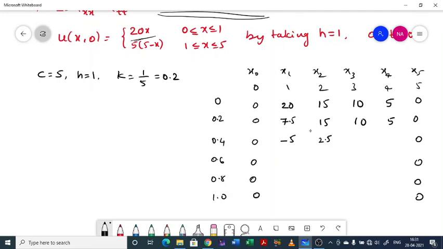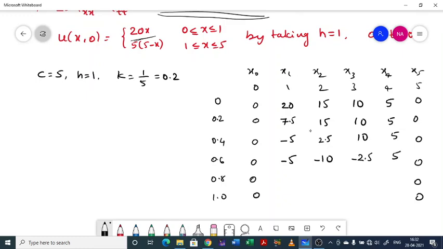15 plus 5, 20 minus 10, 10. 10 plus 0 minus 5, again 10. 0 plus 2.5, so 2.5 minus 7.5, minus 5. Minus 5 plus 10, that is plus 5, minus 15. 5 minus 15 is minus 10. 2.5 plus 5, that is 7.5 minus 10, minus 2.5, it will be 10 minus 5, 5.